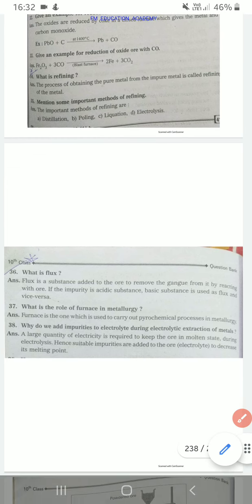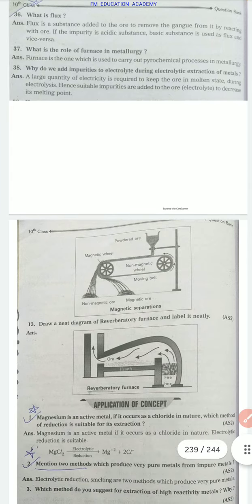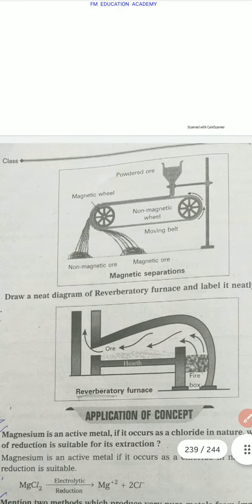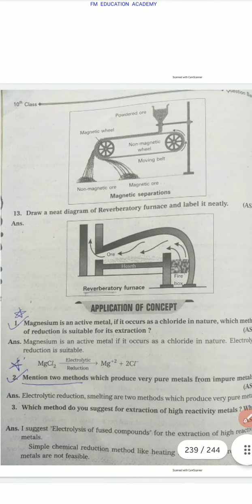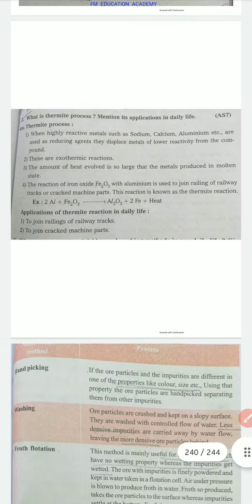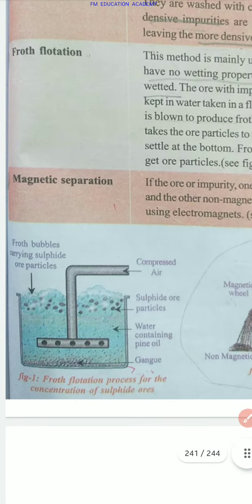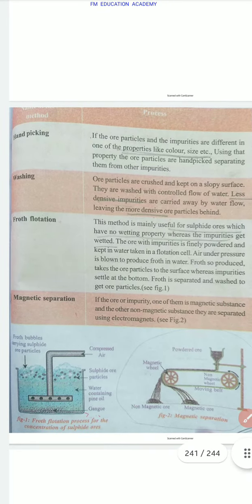And why do we add impurities in electrolytic extraction of metals? That is also important. Then it can ask you to draw a diagram of magnetic separation, so practice it. Reverberatory furnace diagram is important. Then the first, second question in this is important. What is thermite process? Applications of thermite. Then froth flotation method diagram is important, and also the method is important. Go through it also. Okay.